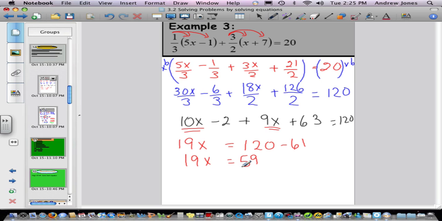Let's get rid of the coefficient. X equals 59 over 19. And we could simplify that a little bit by saying it is 3 and 2 over 19.